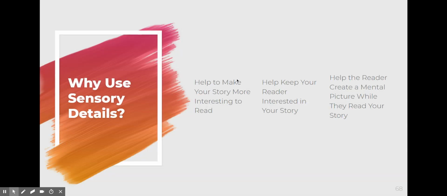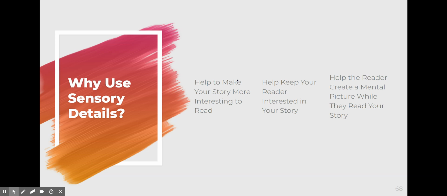So now that we've seen why we should use sensory details, let's look at the why. They help to make your story more interesting to read, and that's clear. Between those two examples, one was much more interesting than the other. They help to keep your reader interested in your story. We've all read things and not finished them. We've not cared to complete them because we lose interest.